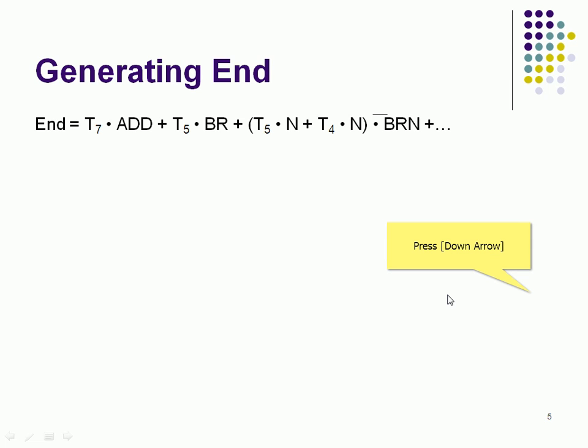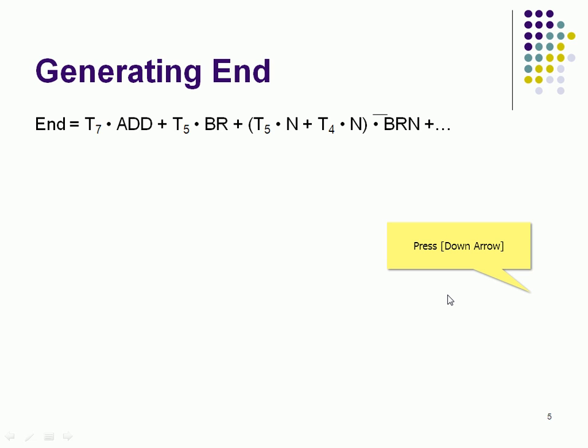So the END signal will be generated, so add will be there at T7, right? Add will be there in T7. Previously it was T6, so it may be T7. T5 is involved in the branch, so branch and T5, and not set flag, and T4 set flag, and also the complete one ends with a branch, no branch. Like that, several signals are involved when generating the control signals. So all those we can list.